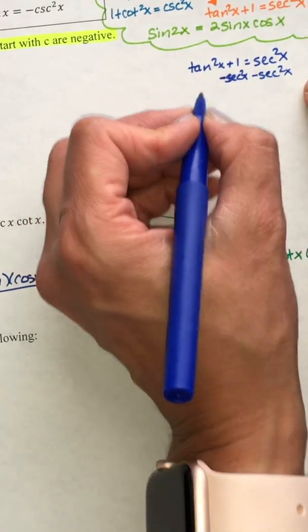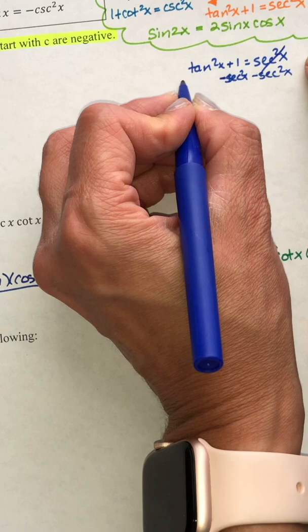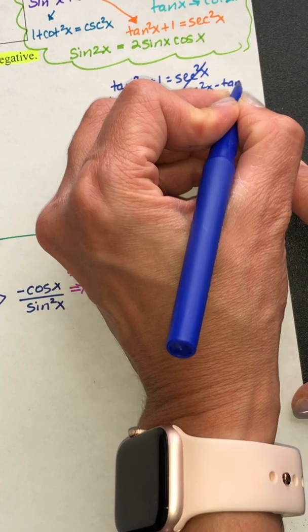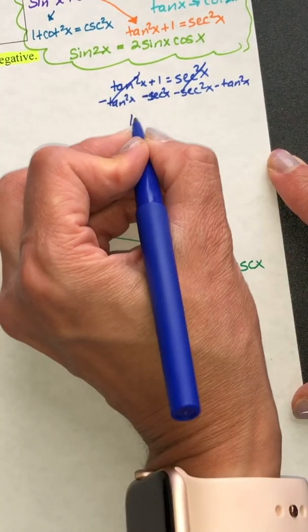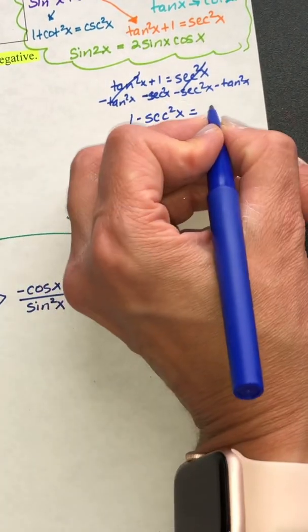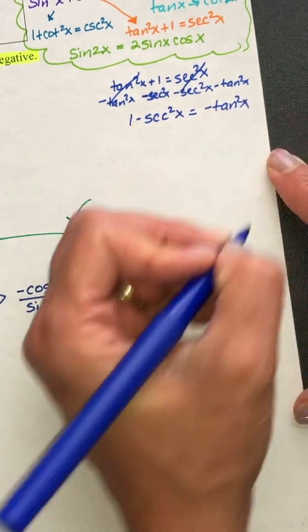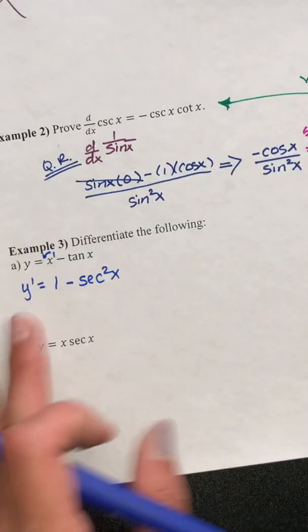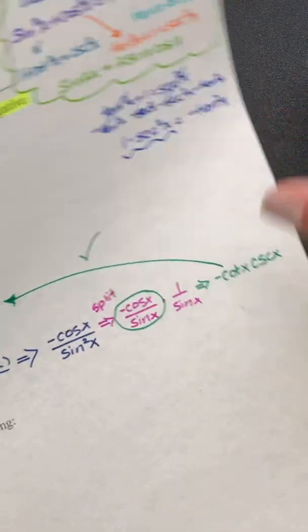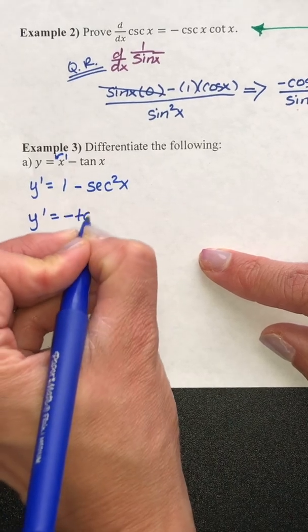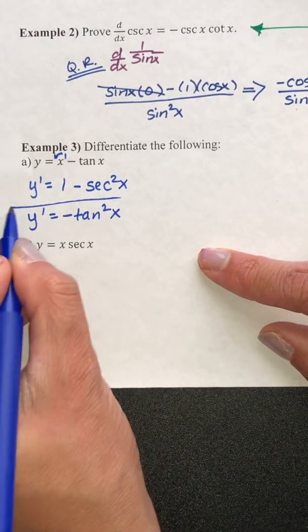Okay. And then I can't just have nothing on the right, so we got to move the tangent squared x and subtract that from both sides. So I will have 1 minus secant squared x equals negative tangent squared x. So now I can take the 1 minus secant squared x, and since it's equal to negative tangent squared x, I can replace it with that. So that means that y prime equals negative tangent squared of x.